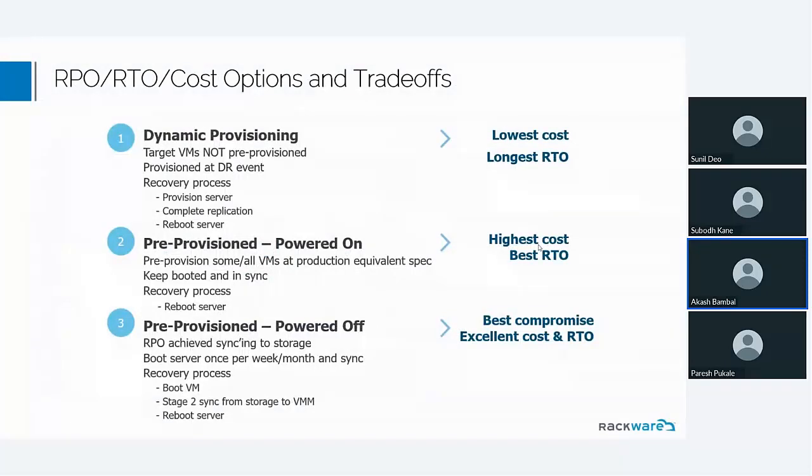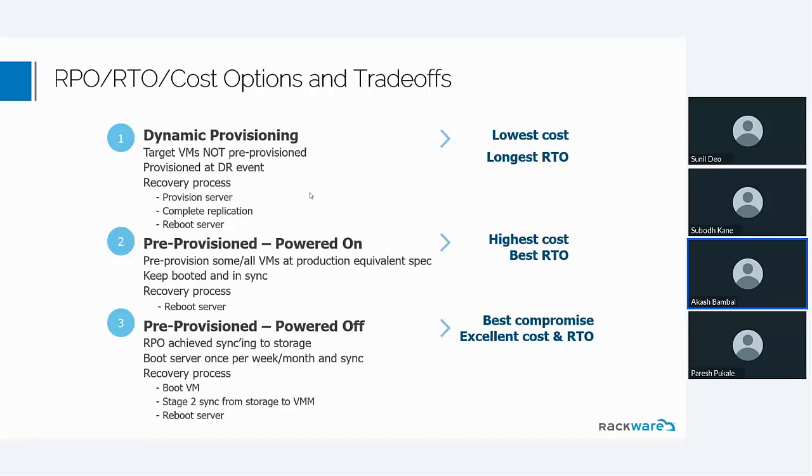Now, this slide summarizes what all options you get as a part of configuring disaster recovery using RMM. This is with consideration around your cost optimization as well as your RPO and RTO requirements. The first one here talks about dynamic provisioning. This is the best cost option, the lowest cost, but it also results in the longest RTO.